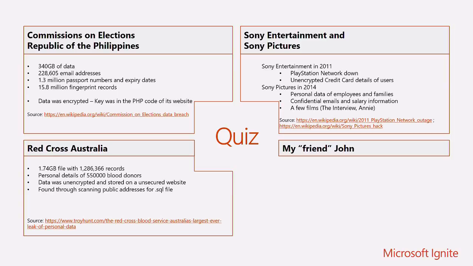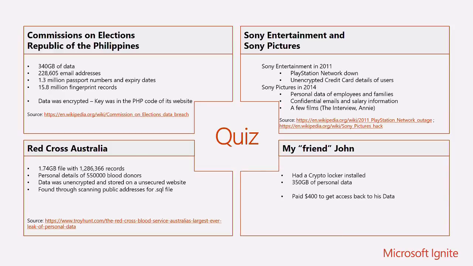And lastly, my friend John. My friend John, he's a bit of a funny guy. He likes his music and videos and downloaded stuff and got the CryptoLocker installed on his machine. All the data on his machine got encrypted, and he had to pay somebody a couple of Bitcoins to get his data back, which wasn't fun.